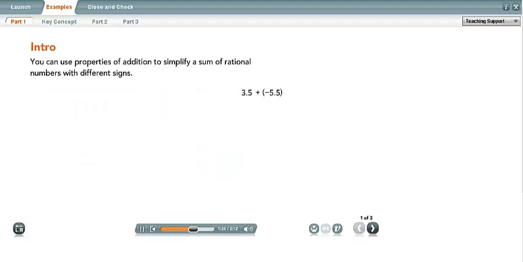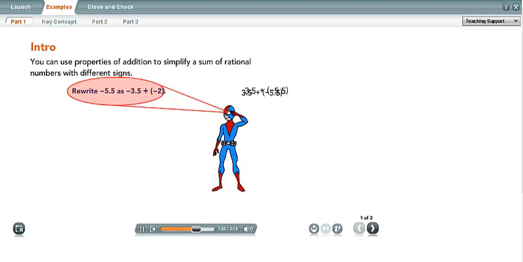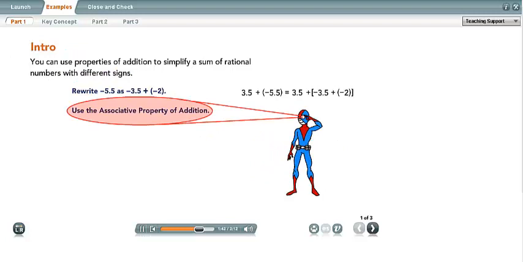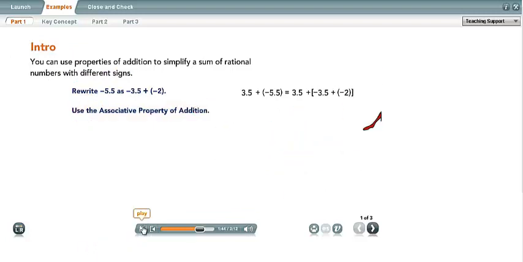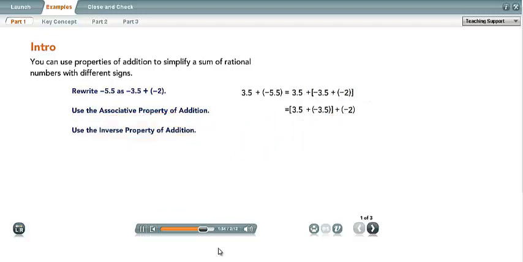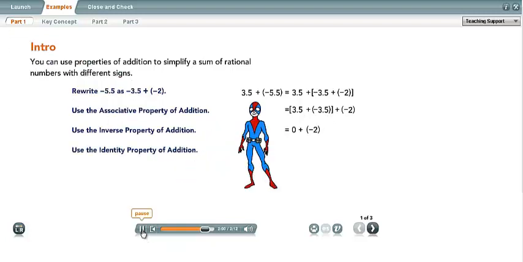Now try it with decimals. Simplify 3 5/10 plus -5 5/10. First, split -5 5/10 into -3 5/10 plus -2. Use the associative property of addition to group the additive inverses. Remember, the associative property is just simply saying the order doesn't matter when you're adding. What is the sum of two additive inverses? Use the inverse property of addition. Use the identity property of addition.